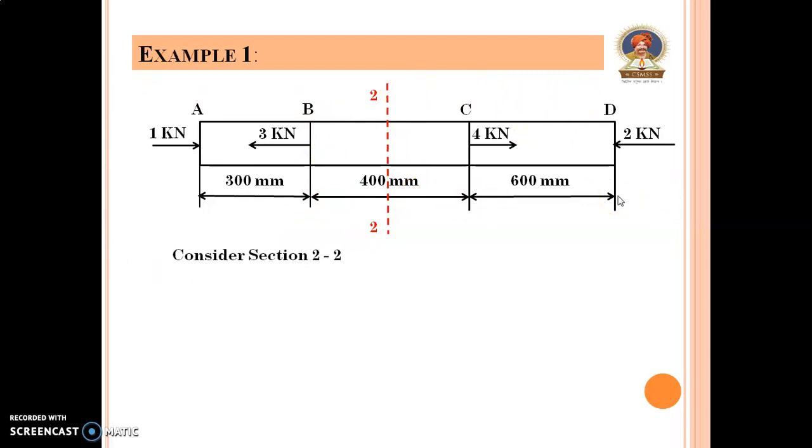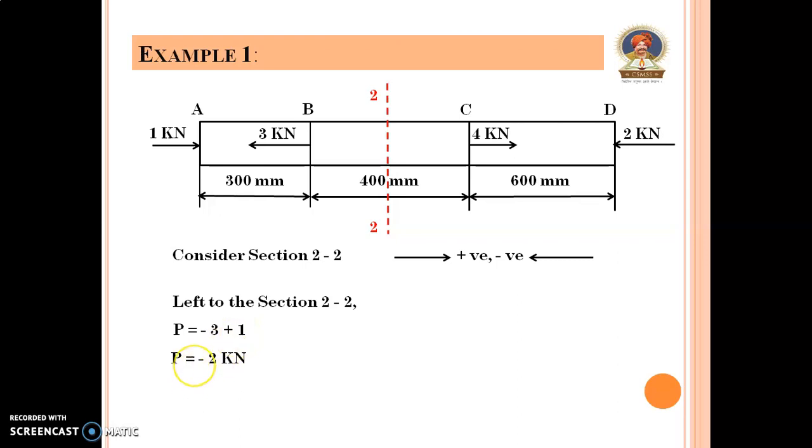So consider section 2, right side force is positive, left side force is negative. So left section there are two forces. First here 3 kilonewton move towards left side, so it is negative, and this is 1 kilonewton move towards right side, so it is positive. So minus 3 plus 1. So P is equal to minus 2 kilonewton. This minus sign indicates the force is moved towards left side.